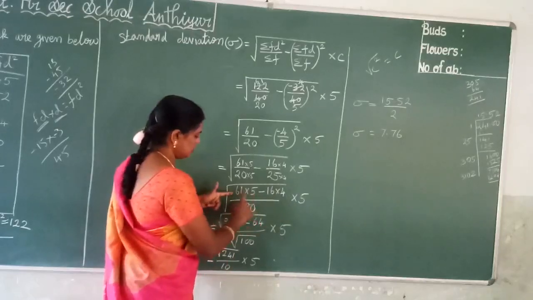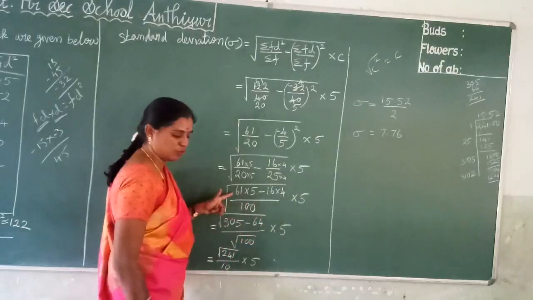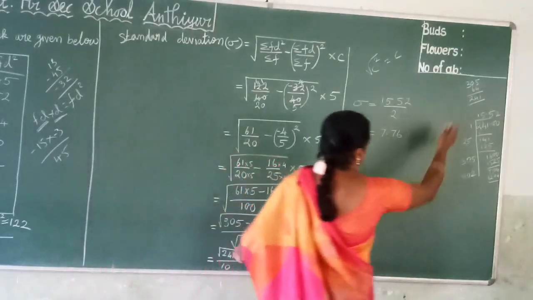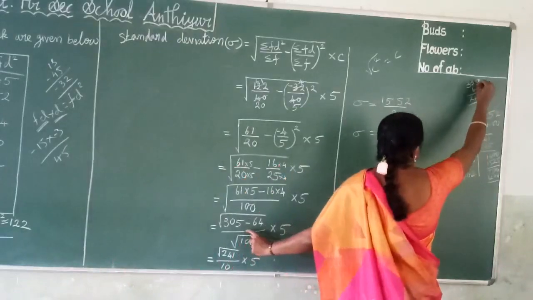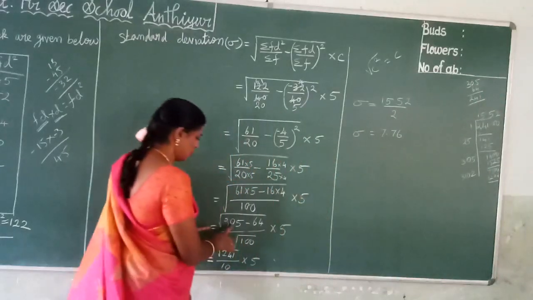6 times 5 is 30, minus 16 times 4 is 64. Now 305 minus 64, what is the answer? 305 minus 64: 5 minus 4 is 1, 30 minus 6 is 24. So 241.